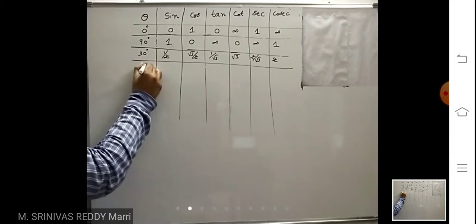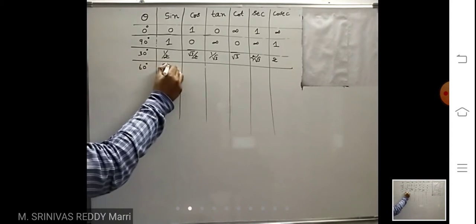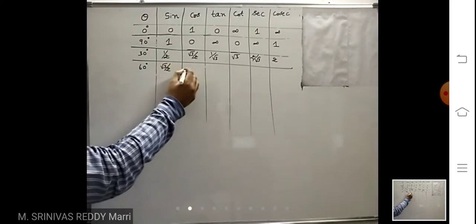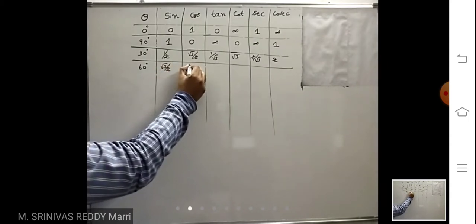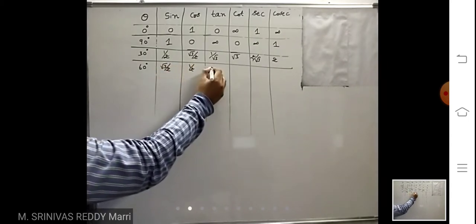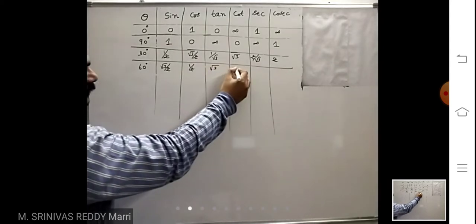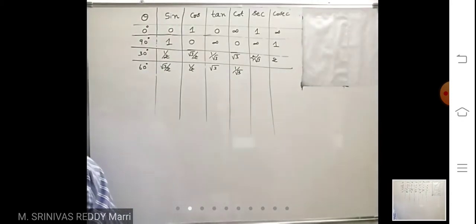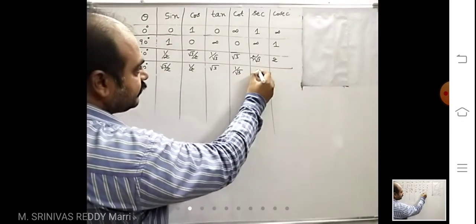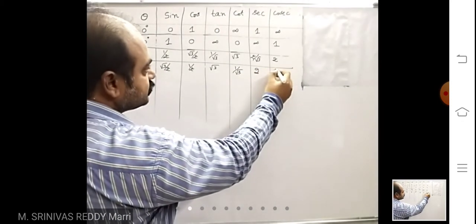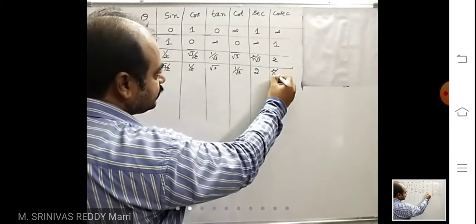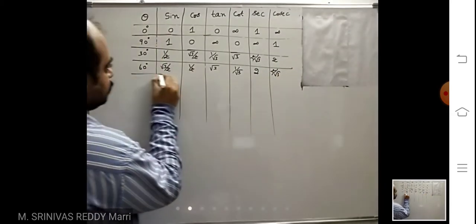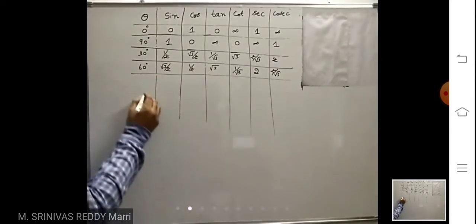Then 60 degree. Sine 60 is root 3 by 2, cos 60 is 1 by 2, tan 60 is root 3, cot 60 is 1 by root 3. Secant means 1 by cos, that is 2. Cosecant means 1 by sine, that is 2 by root 3. This is for 60 degree.